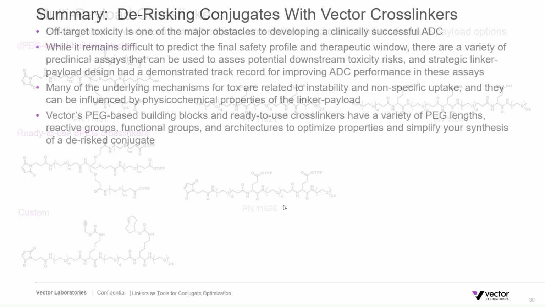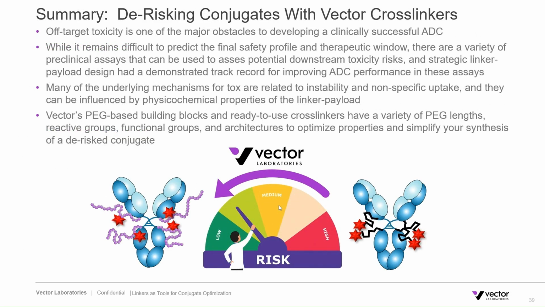So to conclude, off-target toxicity is one of the major obstacles to developing a clinically successful ADC. While it remains really difficult to predict the final safety profile and therapeutic window, there are a variety of preclinical assays that can be used to assess these potential downstream tox risks. And strategic linker payload design, as demonstrated here, has a track record for improving ADC performance in these assays. Many of the underlying mechanisms for tox are related to instability and nonspecific uptake, and they can be influenced by the physical chemical properties of the conjugate and of the linker payload.